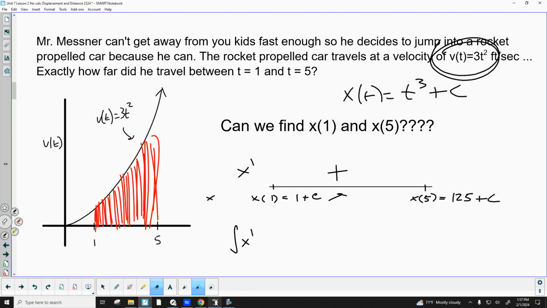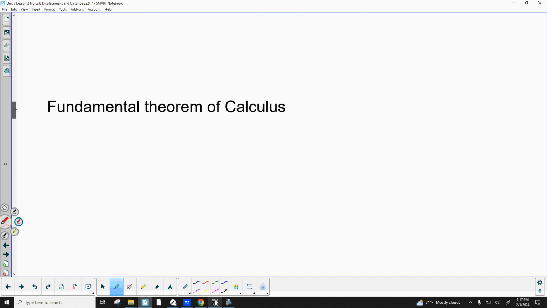What was the accumulation of your derivative? What was the area under v? Well, we must increase by 124. We just found that number, 124, without accumulating it with our calculator. Guys, this is so important, what you just learned, that they call it the fundamental theorem of calculus.